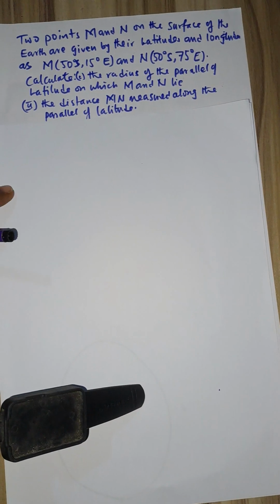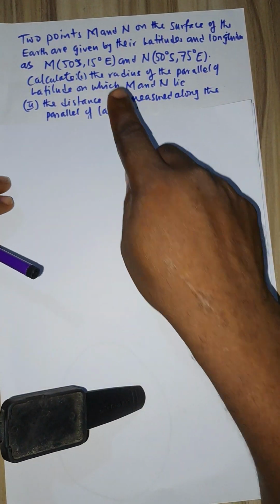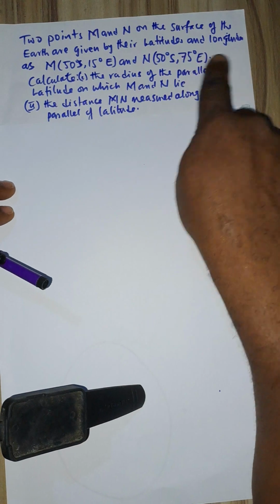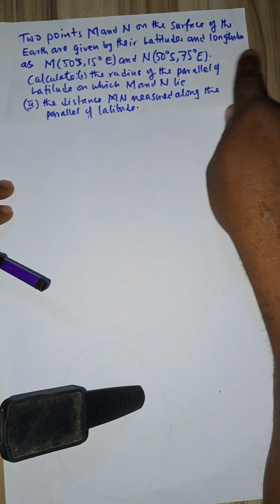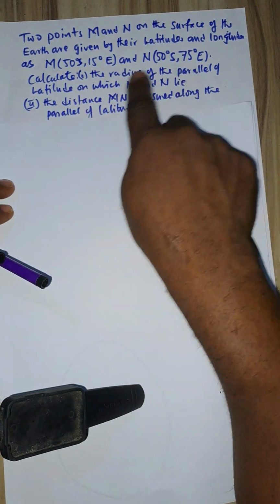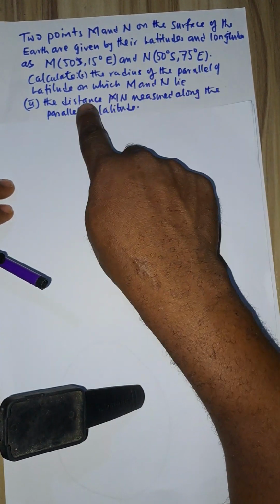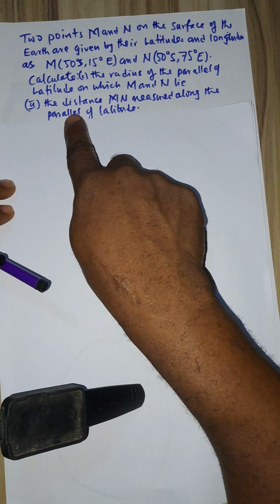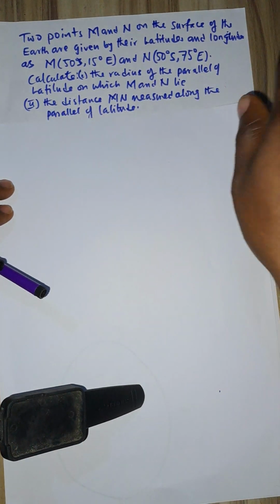Okay, friends, let's answer this question. It says two points M and N on the surface of the Earth are given by their latitudes and longitudes. Calculate the radius of the parallel of latitude on which M and N lie, and the distance MN measured along the parallel of latitude.